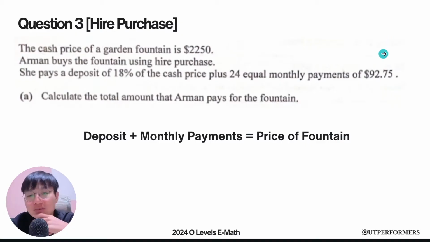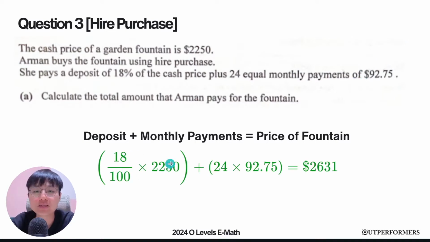Alright, so over here, let's go back to the question again. Calculate the total amount that Arman pays for the fountain. So we have to include the deposit, which is 18% of the cash price, and the monthly payments, which is 24 months of this, right? So let's put them together. 18% of the cash price and 24 months of $92.75, which gives us $2,631.